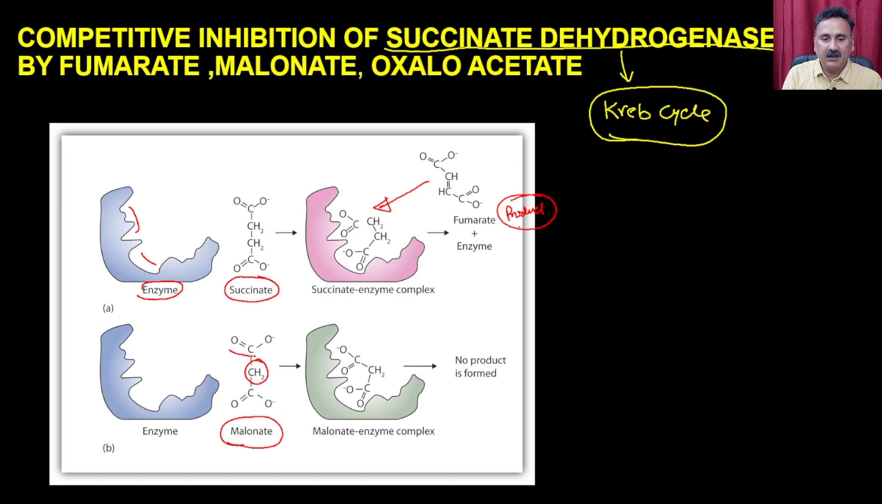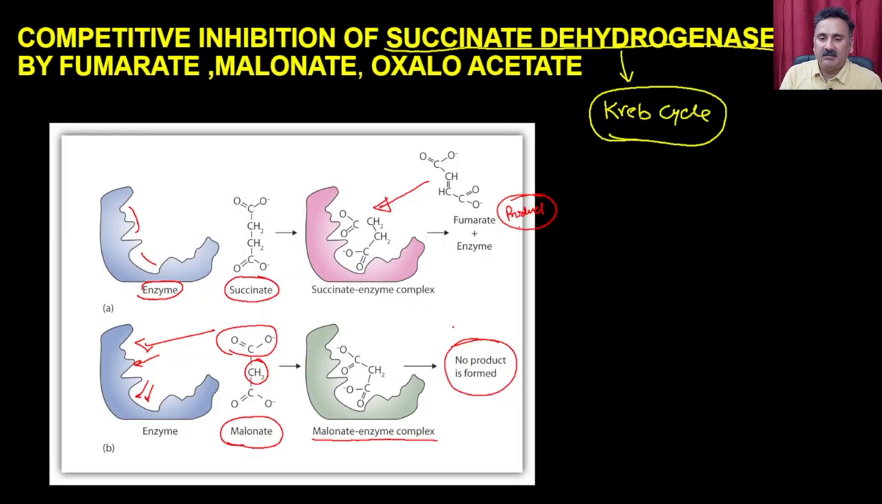So this acid group will go and sit here, right? And this acid group will go and sit here. This is exactly the same as for the succinate. So as a result, it is actually going to form the malonate enzyme complex. And once the malonate enzyme complex is formed, the succinate can be converted into the fumarate, but the malonate will not get converted into the product. As a result, the enzyme is going to be fractionated into the inhibitor complex or the substrate complex. So wherever it forms the inhibitor complex, that enzyme will no longer be active to form the product.